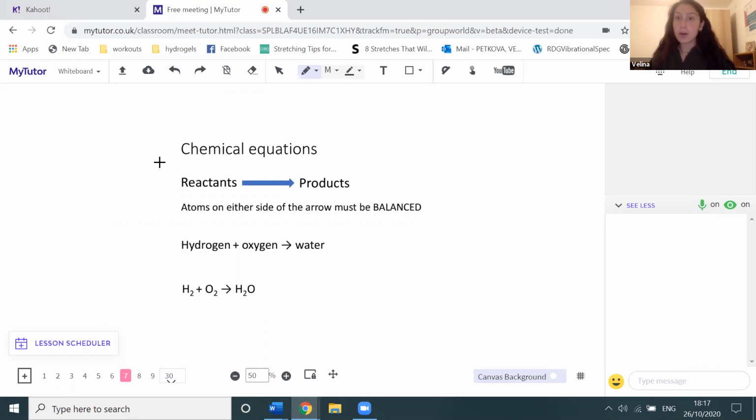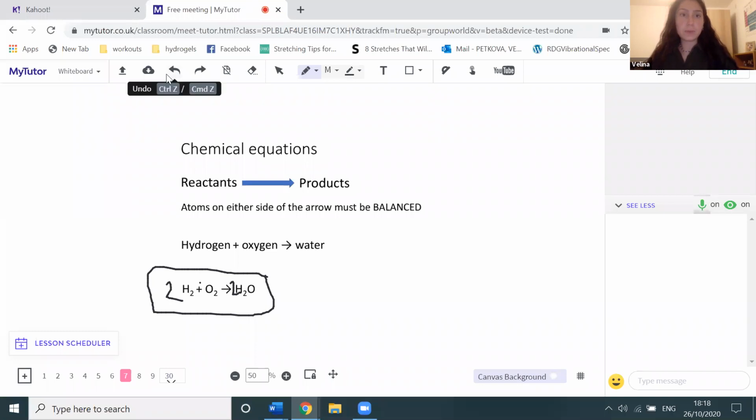So with chemical equations, it's really important to have... So this kind of equation is called a symbol equation, right? You're using your symbols from your periodic table. So with the symbol equation, you can see if your equation is balanced.